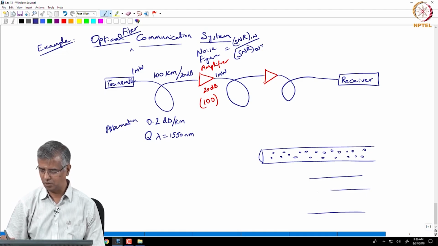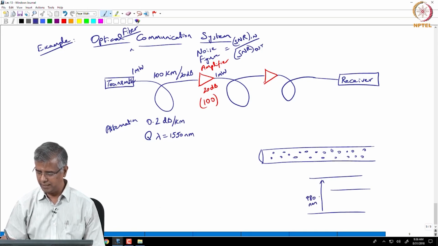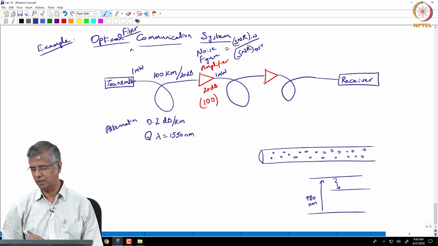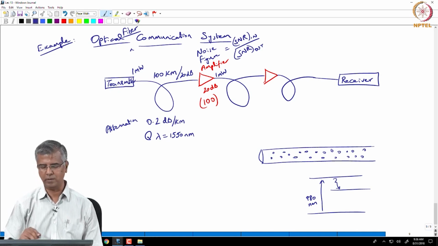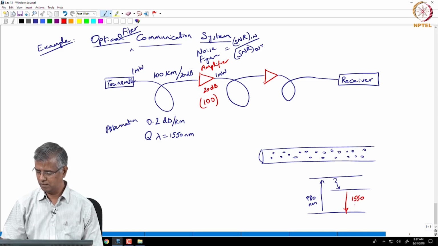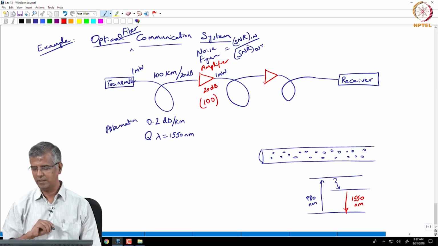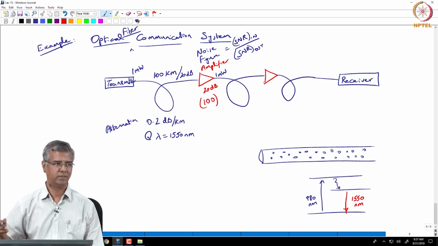like this. So you are pumping external energy at 980 nanometers, and it goes to a higher energy level, and erbium is such that it actually comes down to a lower energy level through non-radiative relaxation. And from here, this transition corresponds to 1550, okay.